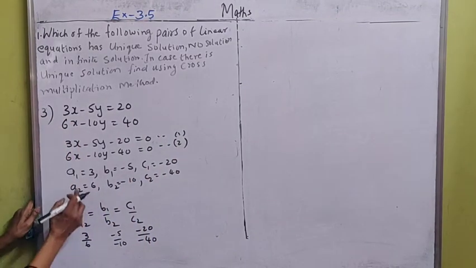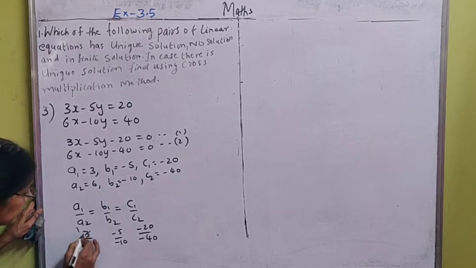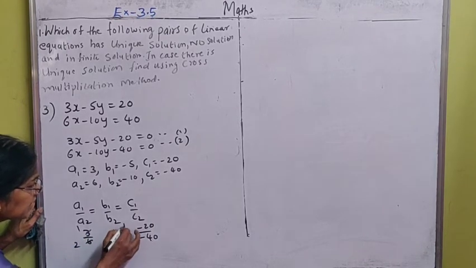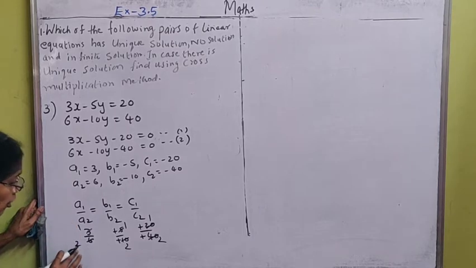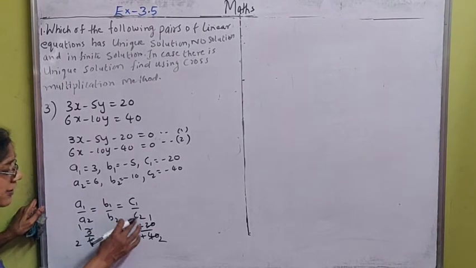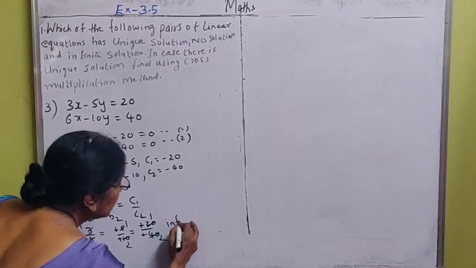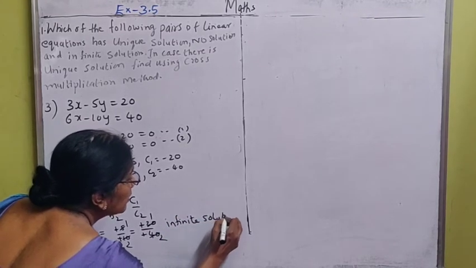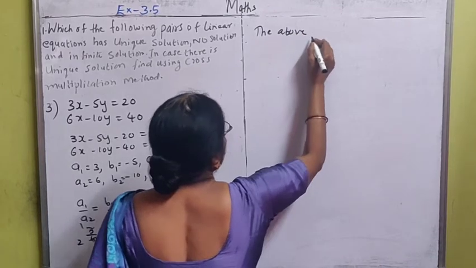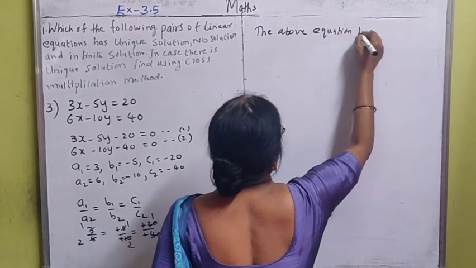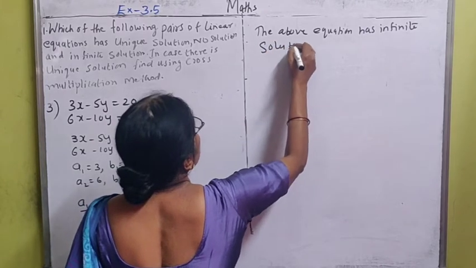So from equations 1 and 2 we have substituted the values of a1, a2, b1, b2, c1, c2. Let us see what we get. 3 ones are, 3 twos are. Minus sign cancels: 5 ones are, 5 twos are. Minus sign cancels: 20 ones are, 20 twos are. Means a1 by a2 we got 1 by 2, b1 by b2 also 1 by 2, c1 by c2 also 1 by 2. Means all are equal. Means what type of solution is it? Infinite solution. So what shall we write? The above equation has infinite solution.